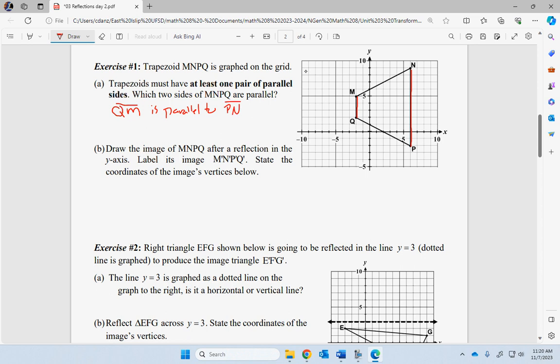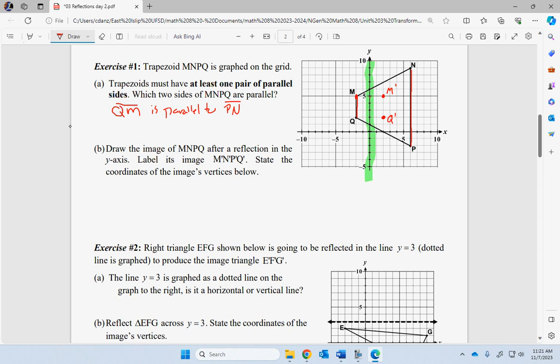Now it's asking us to draw the image of MNPQ after reflection in the y-axis. So again, I want to go highlight my y-axis. And I'm going to count how far to the y-axis and go the same distance on the other side. So I'm going to do M first. M is 2 away, so I go 2 away on the other side. We'll call it M prime. Then Q is 2 away, so I go 2 away on the other side and call it Q prime.